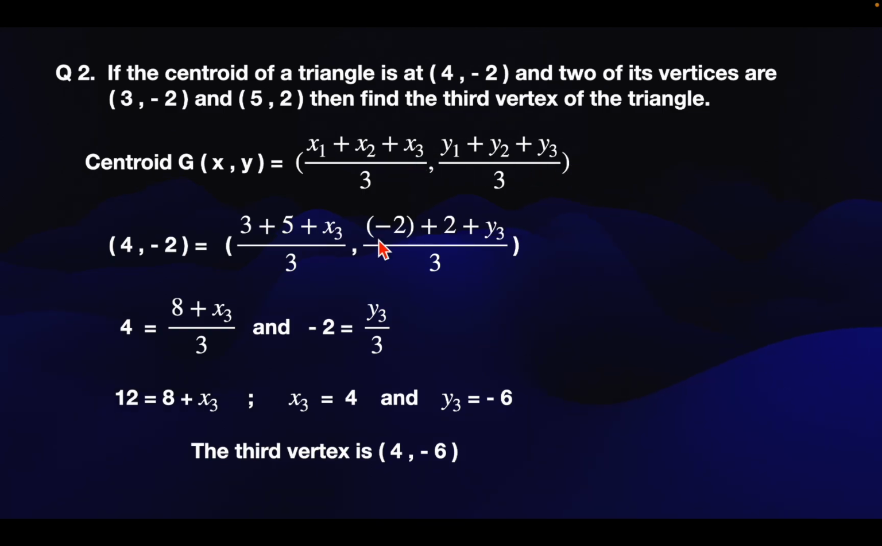So leave x3 and y3 as they are in the formula and substitute the values of x1, x2, y1, y2. Okay, here, and simplify it. This x coordinate is equal to this expression, y coordinate is equal to this expression. Okay, now simplify this further, you will get x3 and y3.